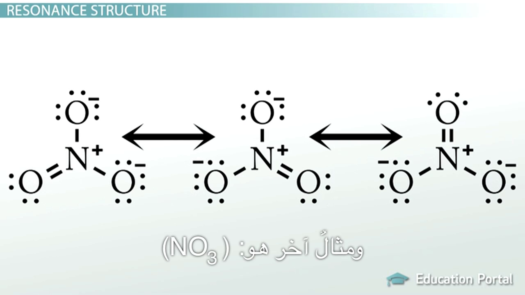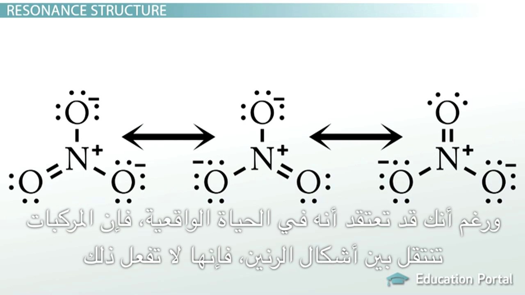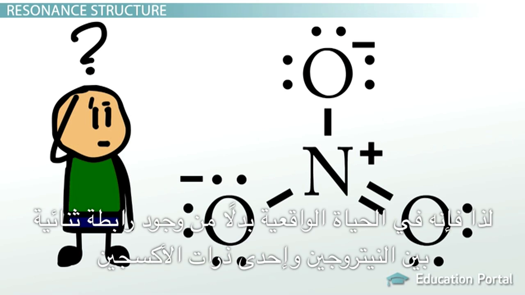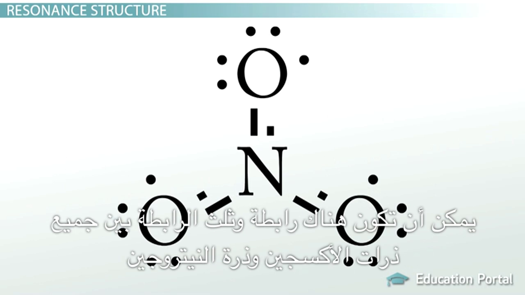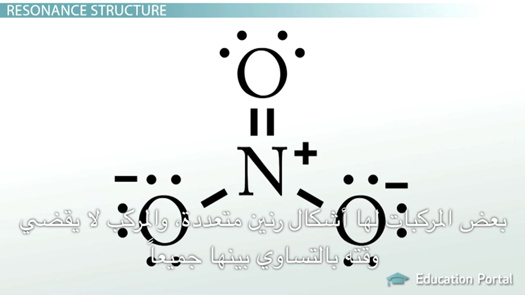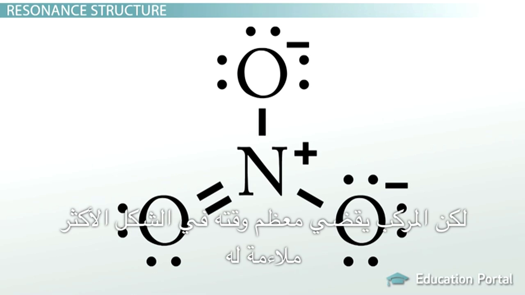Another example is NO3. Although you may think that in real life compounds are alternating between or among the resonance structures, they're not. It is hard to represent accurately a real-life situation by a 2D drawing. So in real life, instead of there being a double bond between the nitrogen and one of the oxygens, there may be kind of a 1 1/3 bond between all the oxygens and the nitrogen. Some compounds have multiple resonance structures, and the compound doesn't spend its time equally in all of them. A compound will spend most of its time in the structure that is best for it.